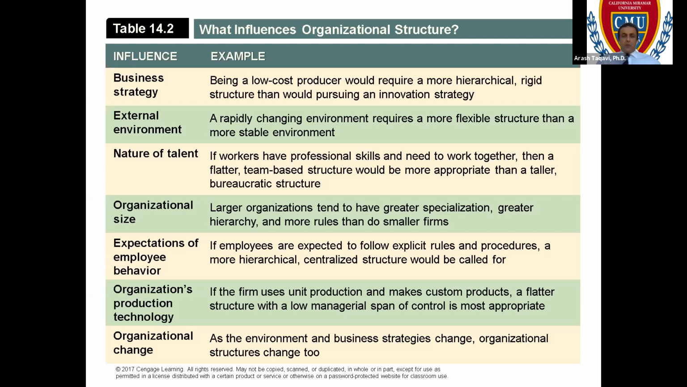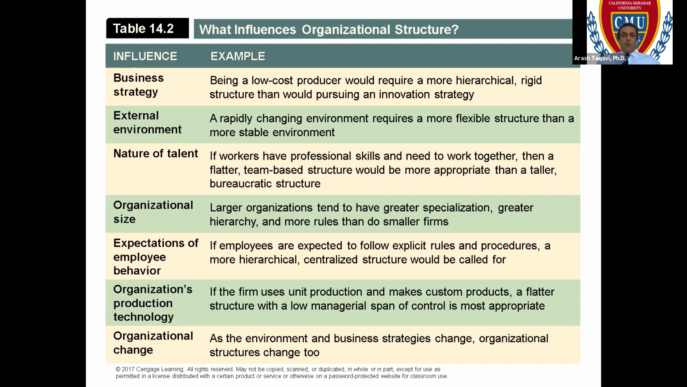Being a low-cost producer would require a more hierarchical, rigid structure than would pursuing an innovation strategy. For example, this is an example of business strategy. For this company, these managements, these leaders, their focus is on rigidity and lower cost, not on innovation. Is it good or is it bad? It is related to your culture, organizational culture. Is it related to your production?